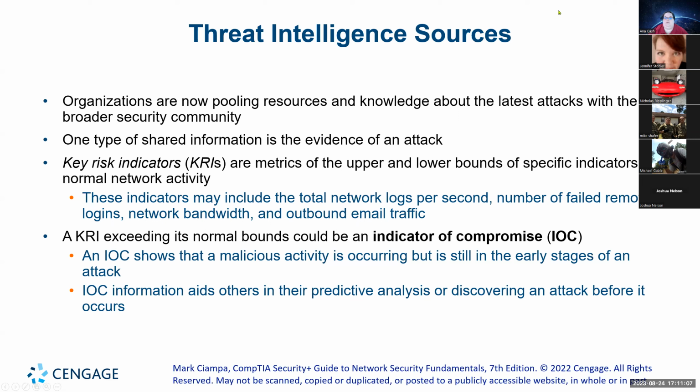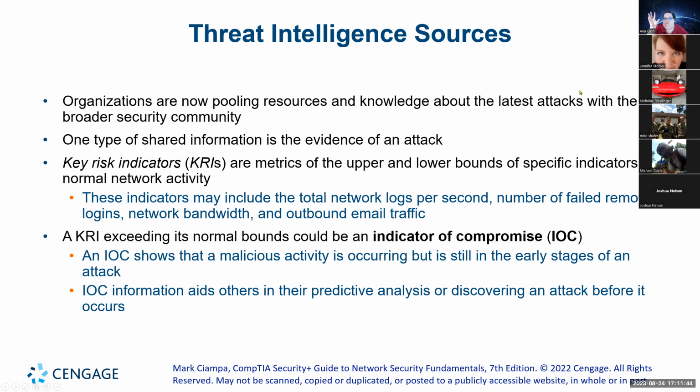So tonight we're talking about things like threat intelligence sources. Organizations are now pooling resources and knowledge about the latest attacks with the broader security community. One type of shared information is the evidence of an attack. Key risk indicators, or KRIs, are metrics of upper and lower bounds of specific indicators of normal network activity. These indicators may include the total network logs per second, number of failed remote logins, network bandwidth, and outbound email traffic. Sometimes they'll call that your baseline.